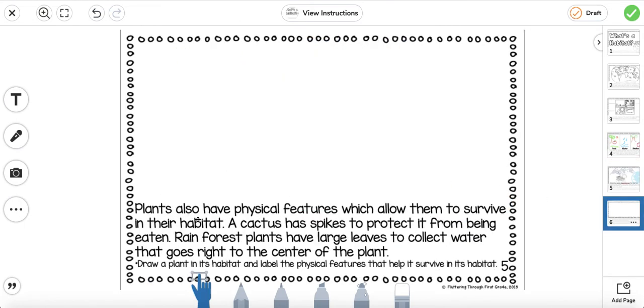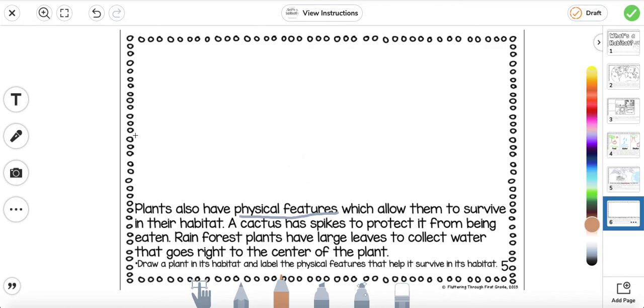Okay, next we have plants. Plants also have physical features which allow them to survive in their habitat. Remember, physical features are the way it looks. A cactus has spikes to protect it from being eaten. Rainforest plants have large leaves to collect water that goes right to the center of the plant. So we're going to draw a plant in its habitat and label the physical features that help it survive in its habitat. So I'm going to go ahead and match a picture to the words in the story. You can do your own plant.